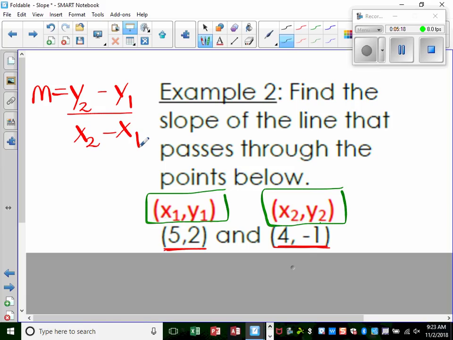And we just follow it, just like following directions. We have assigned which ones are our 1s and 2s, so we follow that. We're going to say m equals, and I go over here, I see y sub 2 is assigned as -1. Follow the formula, minus my y sub 1 is 2.